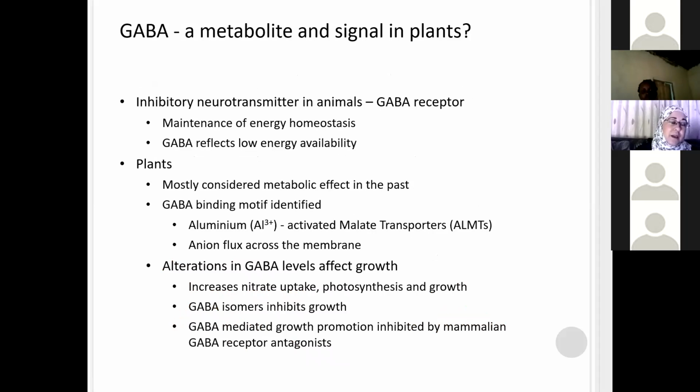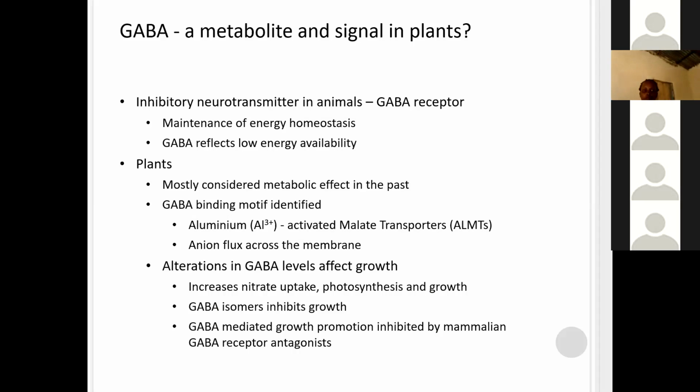Now, in plants, in recent years, it has been suggested that GABA can act both as a metabolite, but also as a signaling entity. So if you move back to animals and what is known in animals, GABA acts as an inhibitor of neurotransmitter signals, and the true GABA receptor has been identified in animals, and GABA is involved in the maintenance of energy homeostasis. So high levels of GABA actually reflect low energy availability in animals. But when we move to plants, we believe the opposite is true, that high GABA reflects high energy availability.